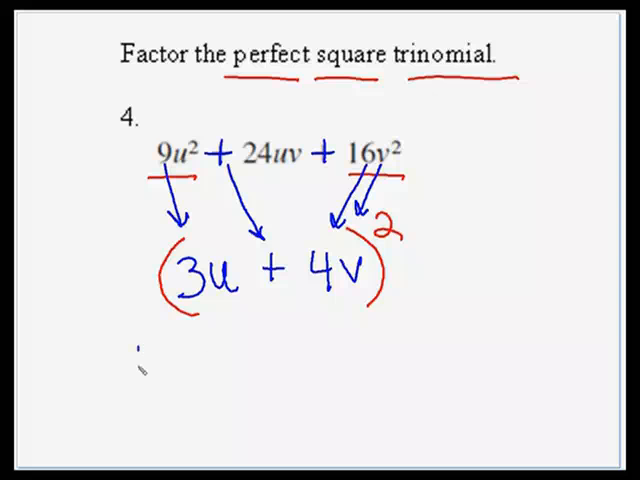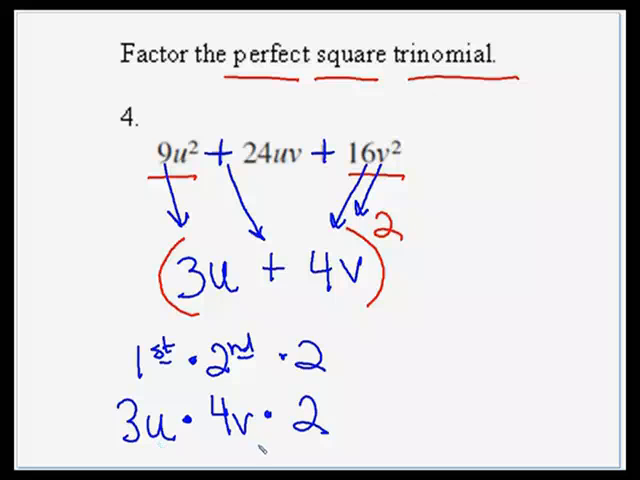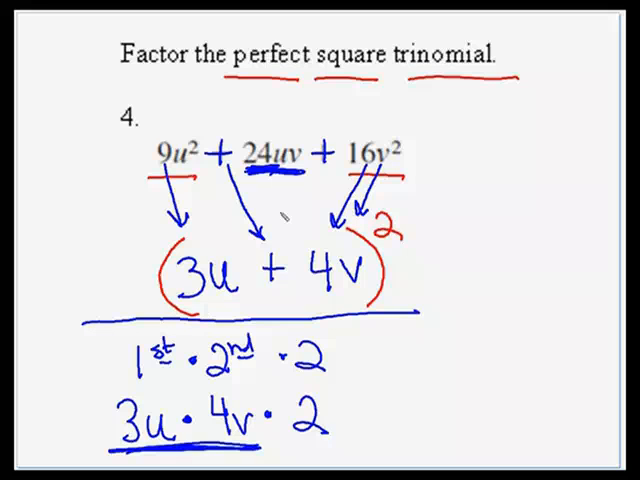Remember, the middle term is the first thing times the second thing times 2. Well, here our first thing is 3u, and we're going to multiply that by the second thing, 4v, and times that by 2. So if we multiply these together, we get 12uv times 2 is 24uv. So the middle term worked. This is the correct factorization of our original perfect square trinomial.